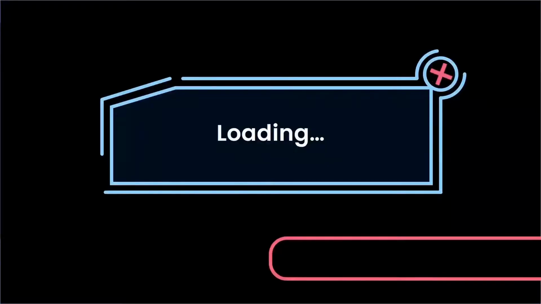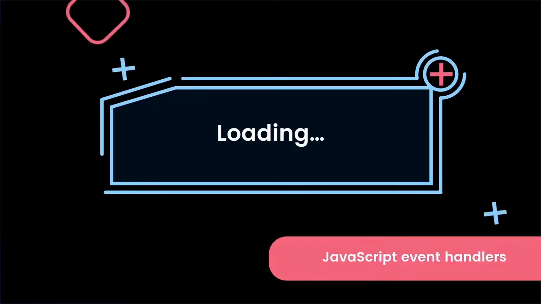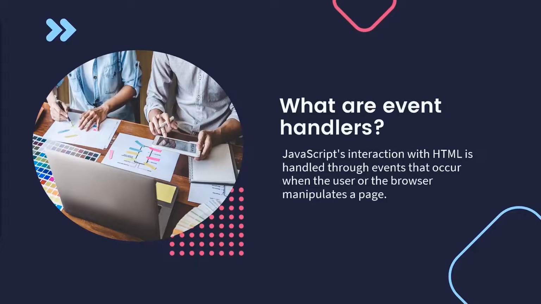Now, before we dive into our practical demonstration during the session, let's cover one last core topic: JavaScript event handlers. What exactly are event handlers in JavaScript? Well, it's kind of self-explanatory. JavaScript's interaction with HTML is handled through things called events, and this usually happens when the user either manipulates the browser or elements are changed.